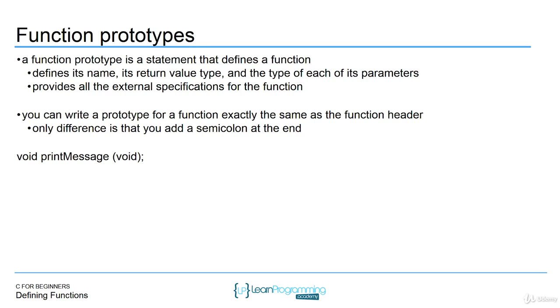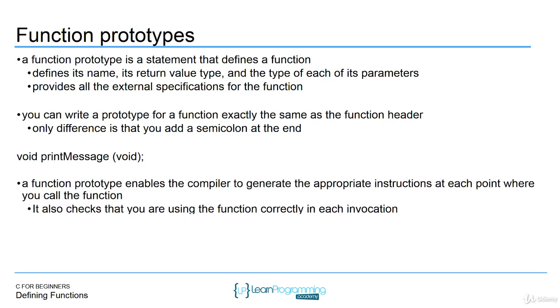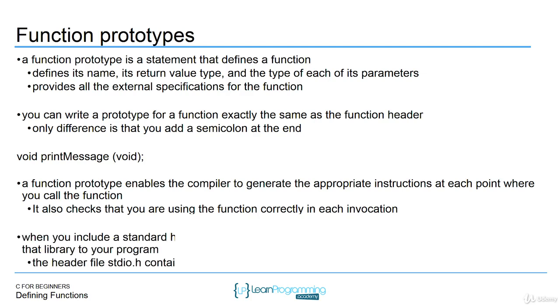You want to write a function prototype the same way as you write the function header. The only difference is that you put a semicolon at the end. And this is just declaring the function. This is saying the function exists. A function prototype enables the compiler to generate the appropriate instructions at each point where you call the function. It also checks that you're using the function correctly in each invocation. The reason that you provide function headers is so that you can invoke the function without a warning or function declaration without it being implemented. So it's really just the order of your code, and I'll give you an example of this in a second.